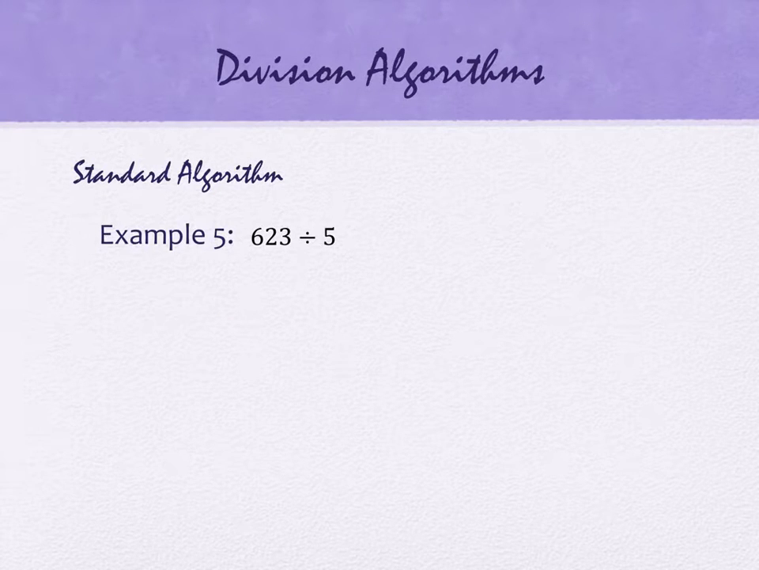All right, division. There are only two models for division that we're going to do. First one is the standard algorithm, which you guys know and love. So how do I do 623 divided by 5? Put 623 in the box. 5 on the outside.